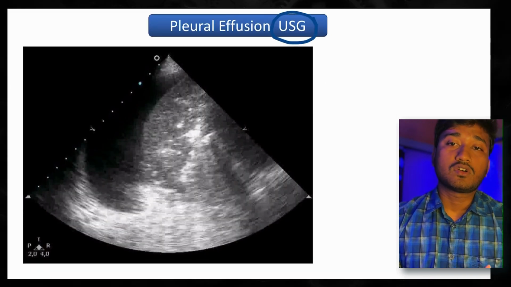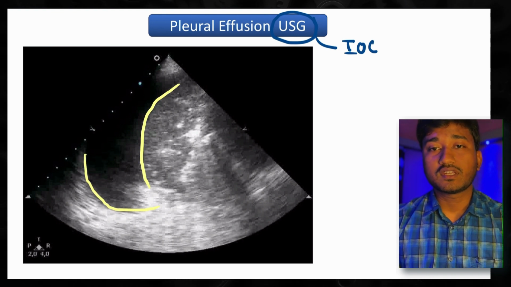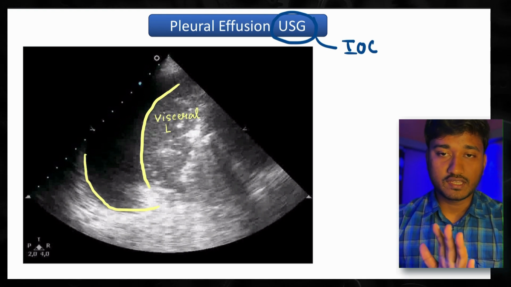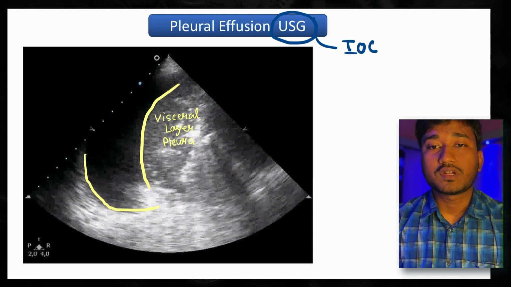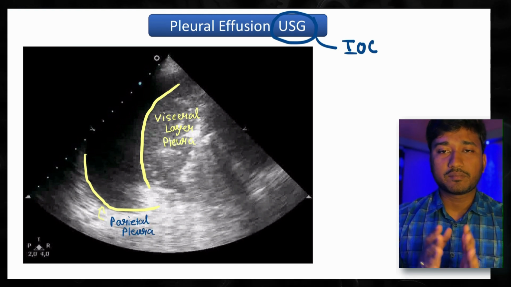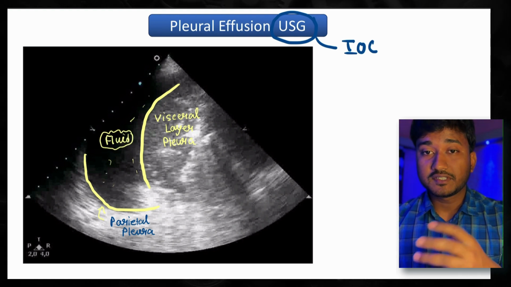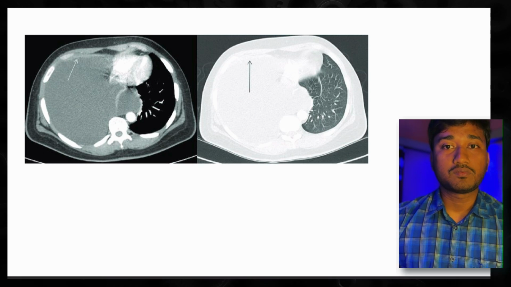I talked earlier that USG is the investigation of choice in pleural effusion. Here you can see what I have drawn. That is the visceral layer of the pleura, and this is the parietal layer of the pleura. In between them is this black space that you can see. This black region is basically the fluid, that is the pleural effusion.